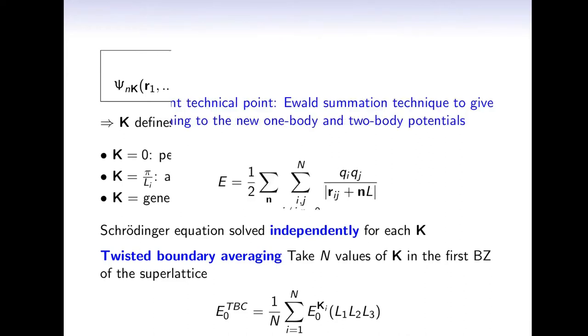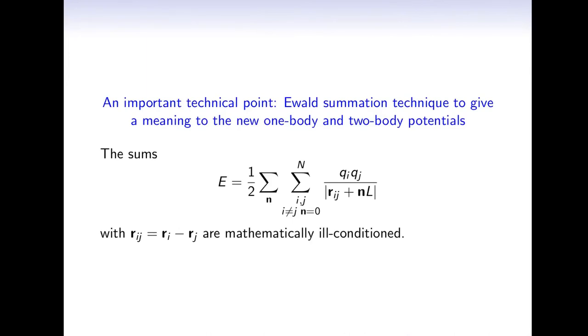It's an important aspect. So, rapidly, an important technical point, but I have to say it, because I want my quantum chemists to be able to do the calculation, so I have to give all the details. Of course, in the sum I showed over the supercell of the Coulombic interaction, you know that a sum of 1 over r will diverge. So this technical point is important, and we know that these sums are mathematically ill-conditioned.